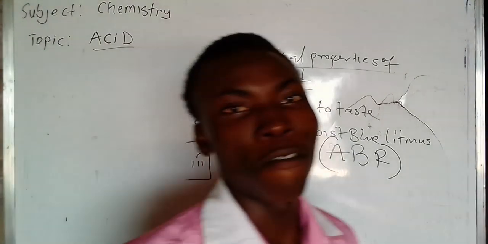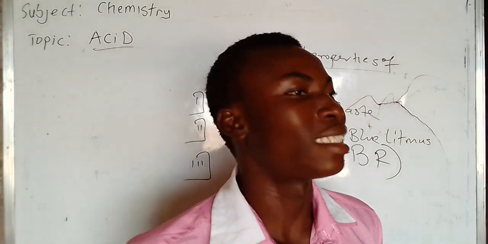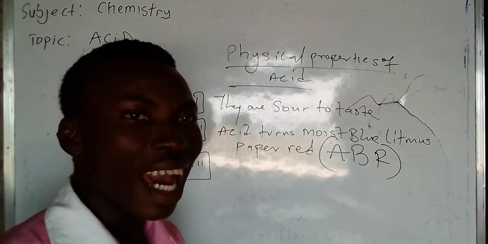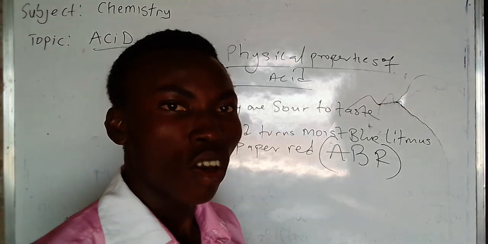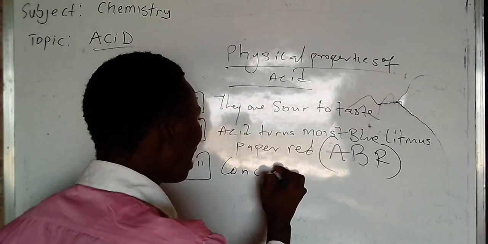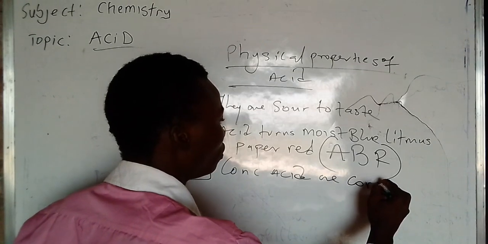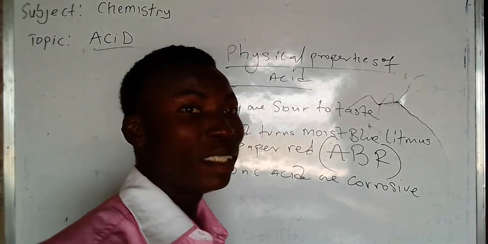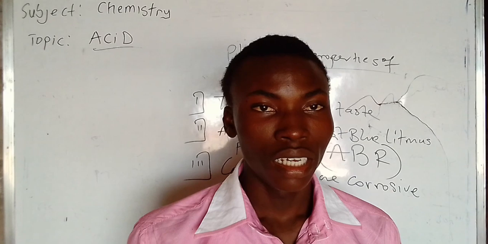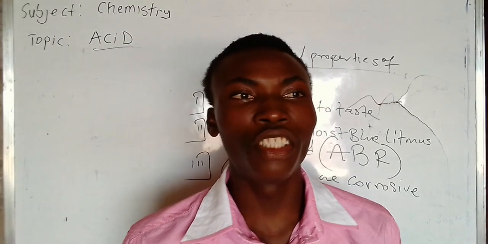Number three. The third physical property of acid is that strong acids are corrosive. That means they are dangerous. Strong acids are what? They are dangerous.